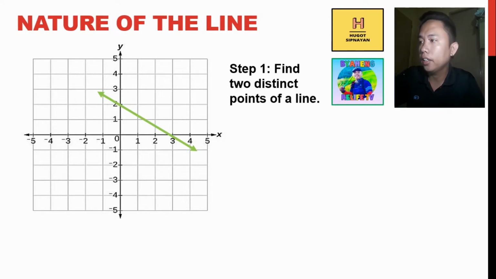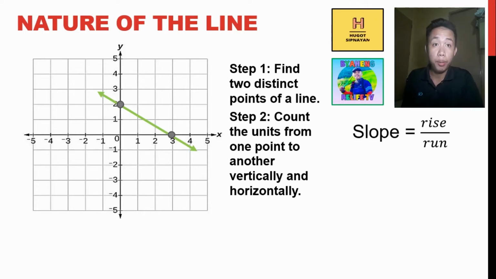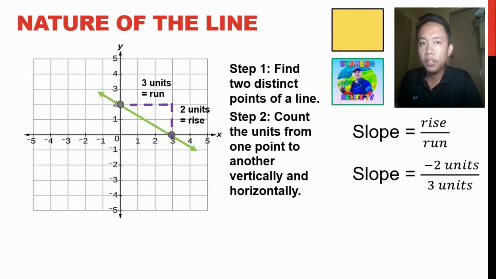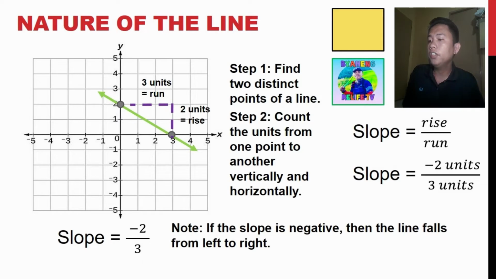Now, let's have the next nature of the line. So, next example natin, let's have two distinct points again. So, yun po yung first point natin. That will be our second point. So, bibilangin natin ulit siya vertically and horizontally. Now, having our rise and run, we have 2 units rise, tapos 3 units run. So, yun po yung slope natin. Mapapansin ninyo, negative yung 2. Bakit po negative? Kasi pababa po siya. So, let's have the nature of the line. The nature of the line tells us if the slope is negative, the line falls from left to right. Kung kanina po, ay tumataas, ngayon naman siya ay pababa.